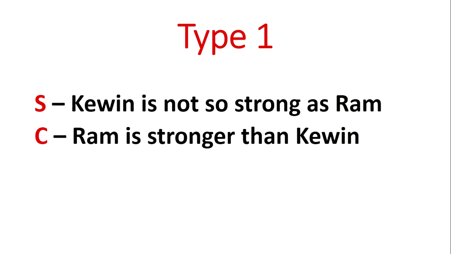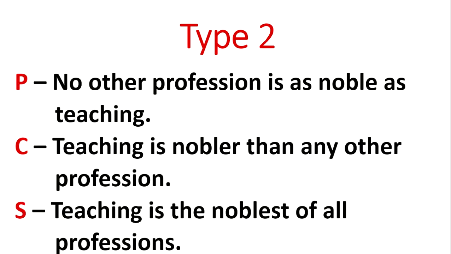Okay, Ram is stronger than Kevin. You can see that. For comparative, what we have to add is adjective plus er, then. So I have replaced the name first. Ram is strong plus er than Kevin. Ram is stronger than Kevin. That's all about it. So here we go with type 2.